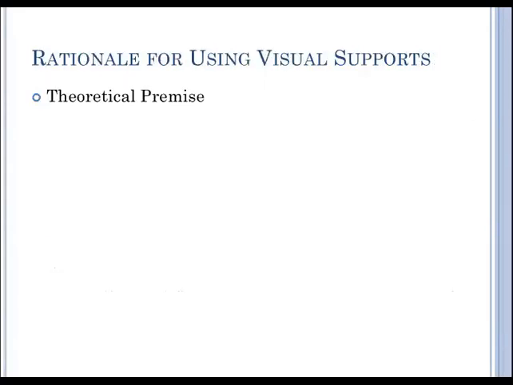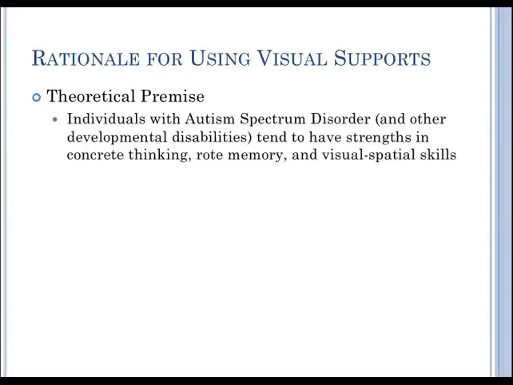So before we actually start talking about providing visual supports and how we do that and what we should do, it's a good idea to understand why it is that we might think about doing this sort of support, and particularly thinking about individuals with autism spectrum disorder. But certainly this information is relevant to those with other kinds of developmental or intellectual disabilities. These are often individuals who have strengths in concrete thinking, in rote memory, and in visual spatial skills.